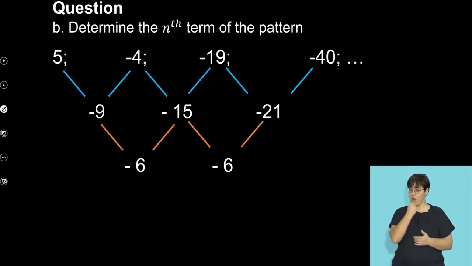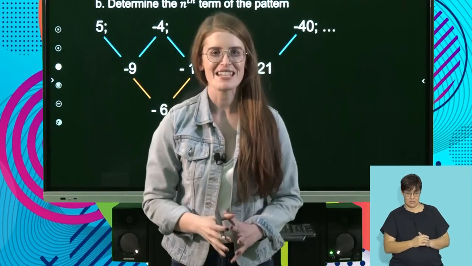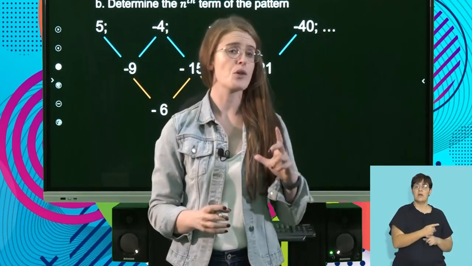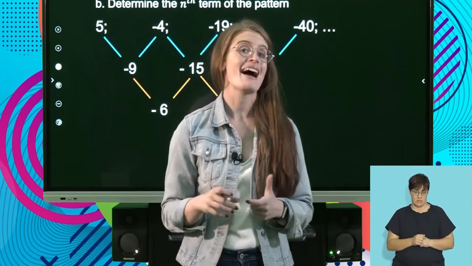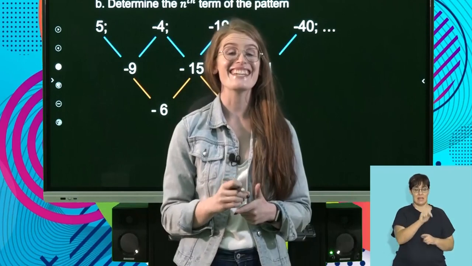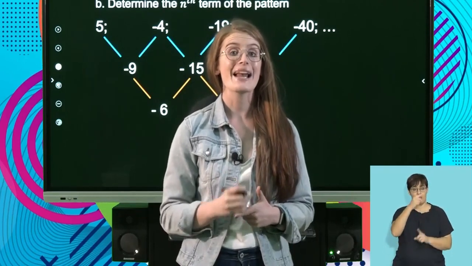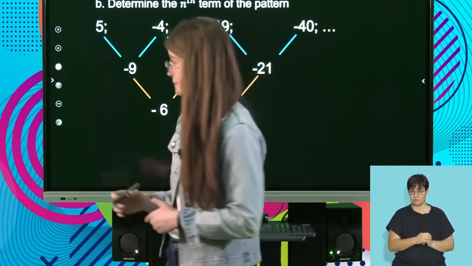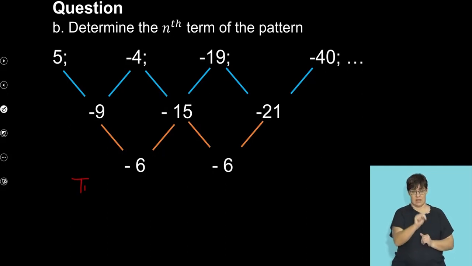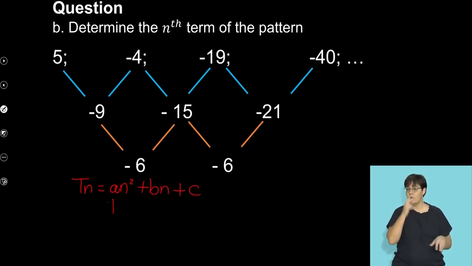We are now asked to determine the nth term of the pattern. Just a reminder, everyone, at the beginning of the lesson, I went over the way that you find the general term of a quadratic sequence. A reminder that the nth term is Tn is equal to An squared plus Bn plus C. I'm going to write it on the board for us. So it's Tn is equal to An squared plus Bn plus C. But now we actually need to find values for A, B, and C.